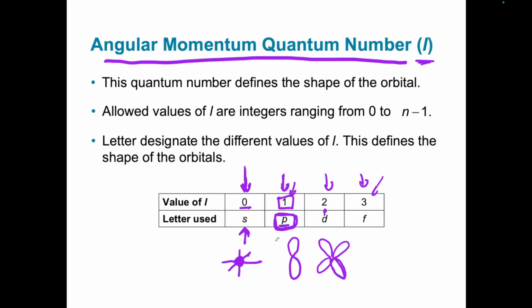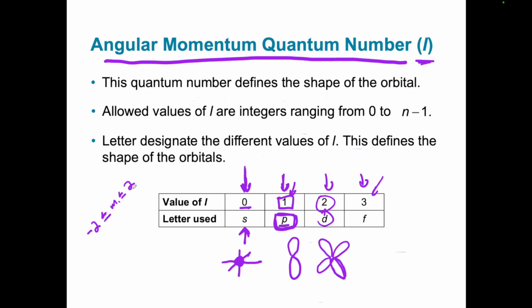So d orbitals is 2. If you have a d orbital, your L number is 2. And so let's try this. We do negative 2 less than or equal to m sub L less than or equal to 2.